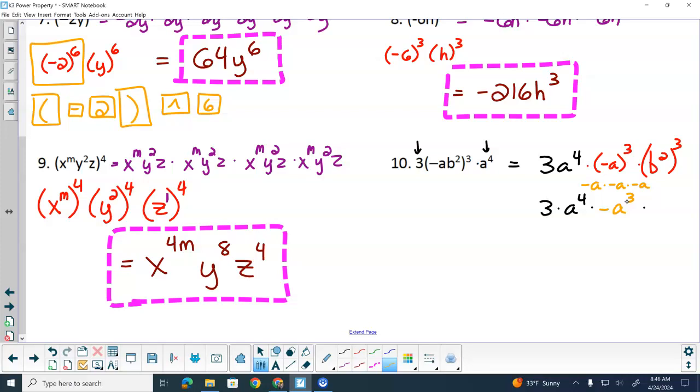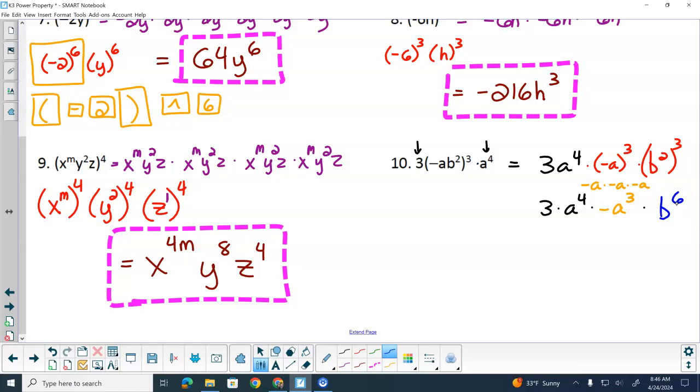B squared to the third power. Austin, power to a power, what do we do? Multiply 3 times 2. 6, so this would be b to the 6th power. Right?